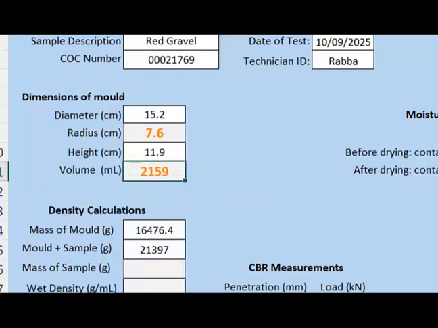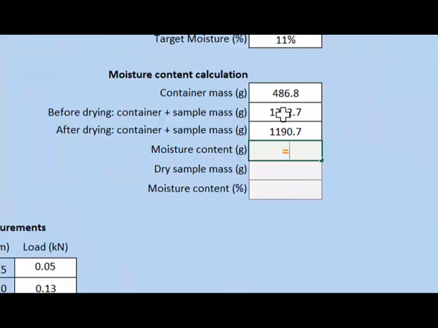For the corresponding moisture content, first calculate the moisture content as the difference between the wet and dry sample masses. The dry sample mass is of course obtained by subtracting out the container mass. Finally, the moisture content, which is the moisture as a fraction of the dry sample mass. Note that this cell has been pre-formatted to show the result as a percentage.